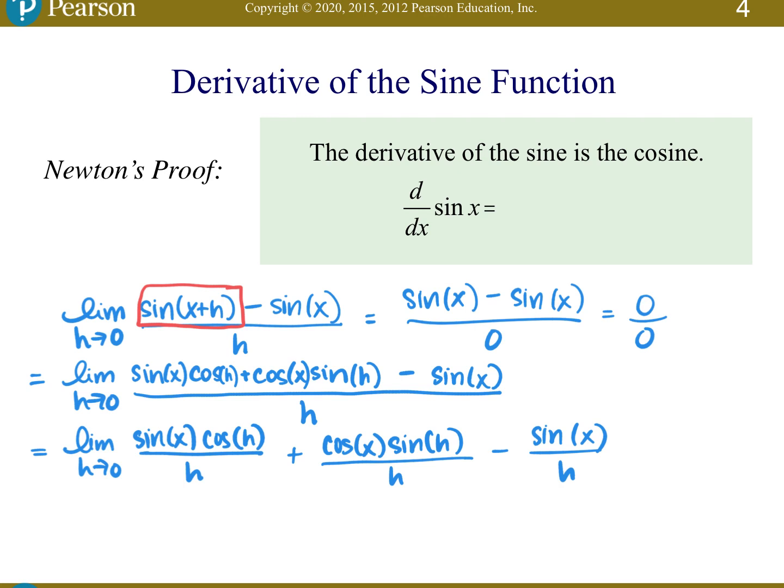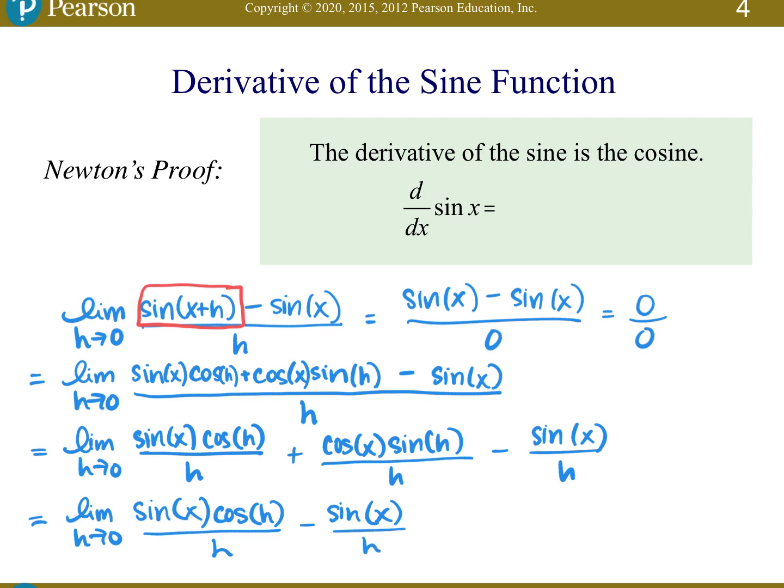Then we change just the order. We change the second and the third term. So flip-flop and make the sine of X over H the second term, and then the cosine of X times the sine of H over H. There we go. That's the order that you want everything in.